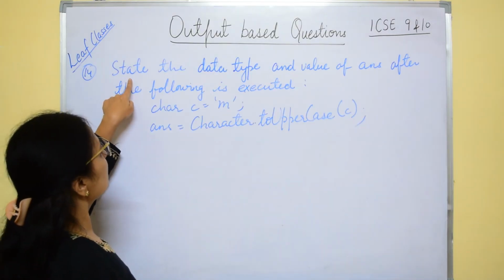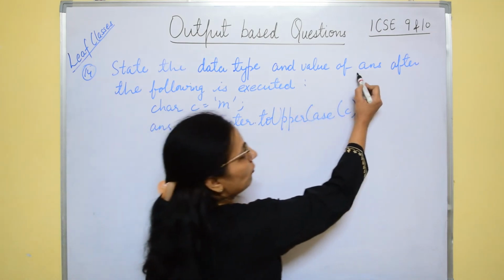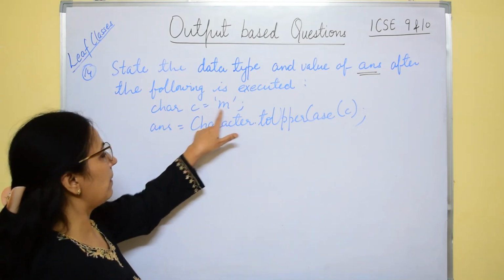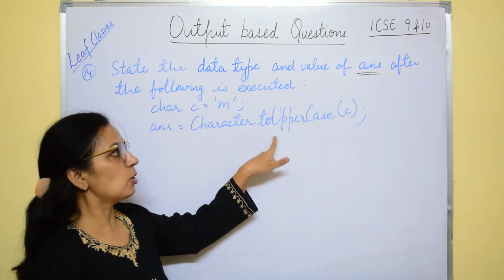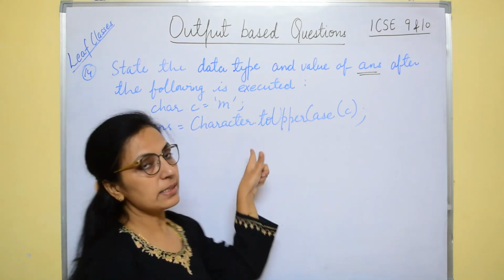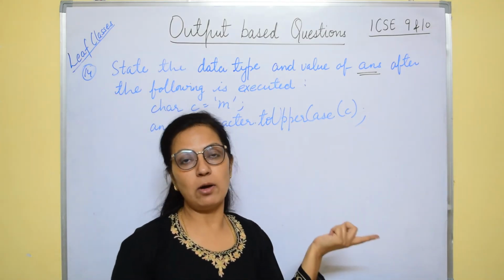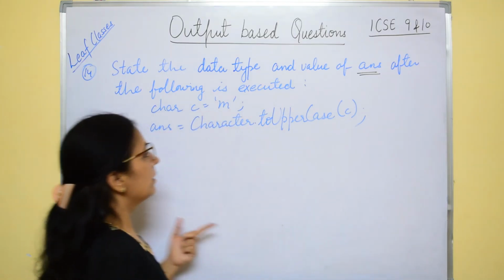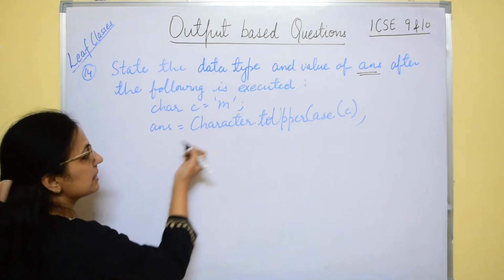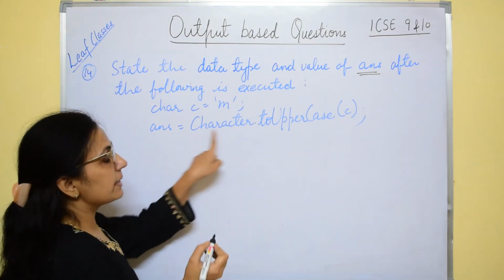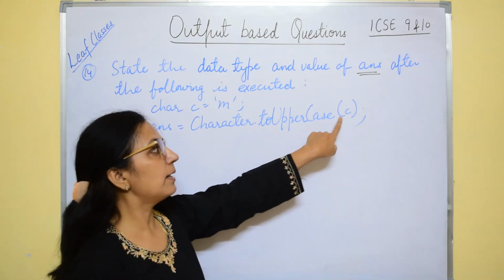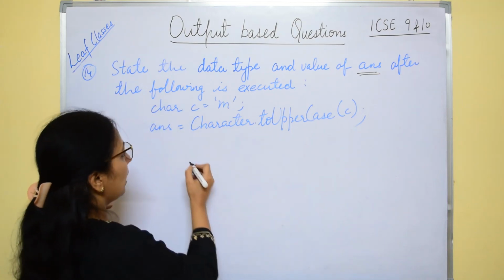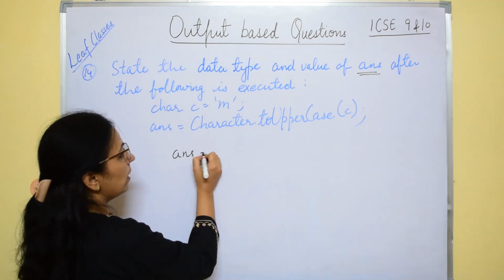The next question is, state the data type and the value of ANS after the following is executed. ch equals 'm' and ANS equals Character.toUpperCase. Character functions are used. To know more about character functions, please refer to the wrapper class videos. This is a function of the wrapper class Character, right? So the Character.toUpperCase function converts the given character into uppercase.